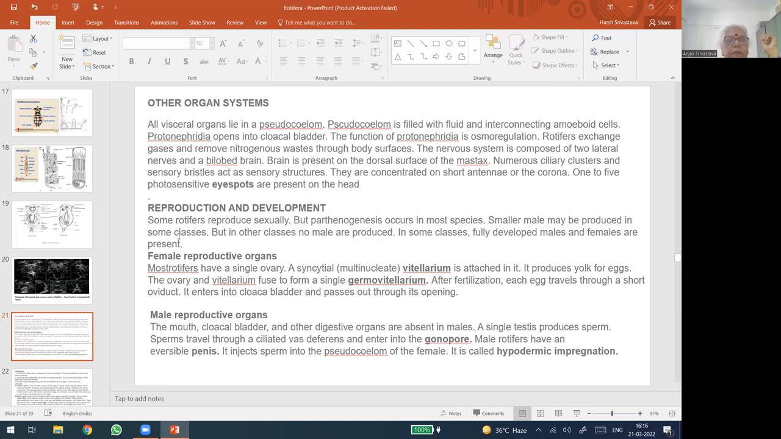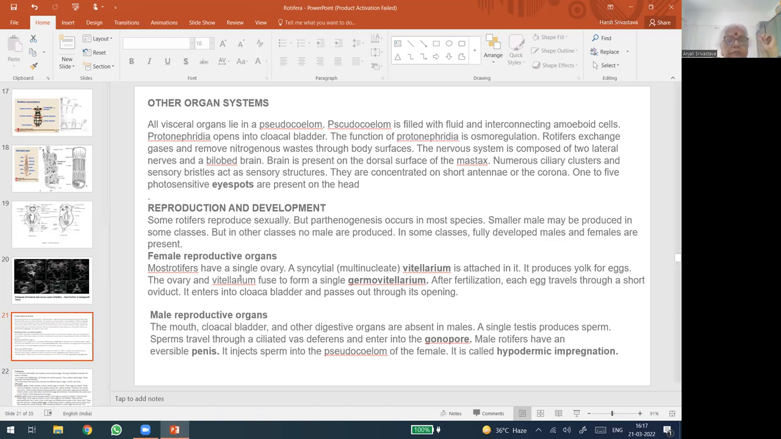Now, reproduction and development is a very interesting chapter in the rotifera. The female and male reproductive systems are present in different forms. That is, they are dioecious, and sexual dimorphism is there. They show various interesting reproductive behaviors in the form of alternate cycles, which may be called sexual or asexual cycles, or mictic and amictic cycles, depending on the environmental conditions. In the dry season, they adapt themselves to dried-up conditions.